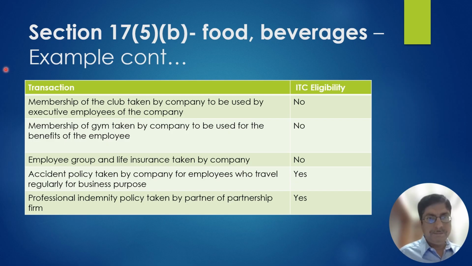Further examples. Membership of the club taken to be used by the company's executive employees. The credit is not available. And membership of the gym has been taken by the company, provided the benefits to its employees. It is health related services. The credit is not available. Then employees group and life insurance policy. The credit is not available. See the next example, tricky example. Accident policy taken by the company for the employee who traveled regularly for business purpose. See, accident policy is not a health or life.